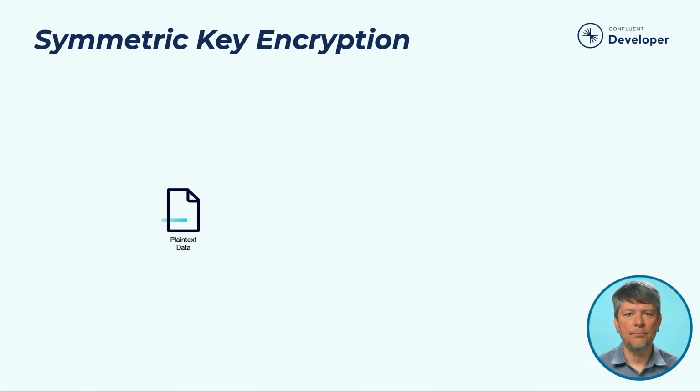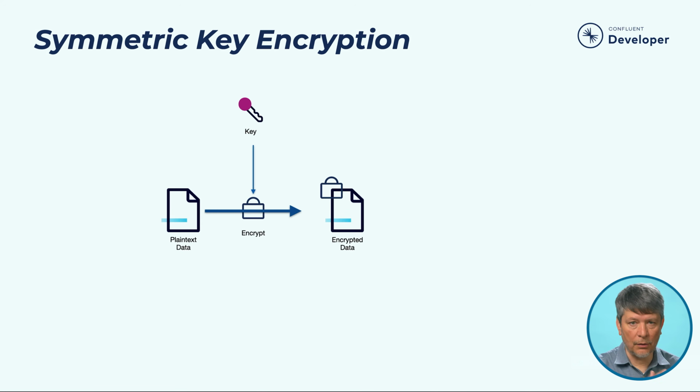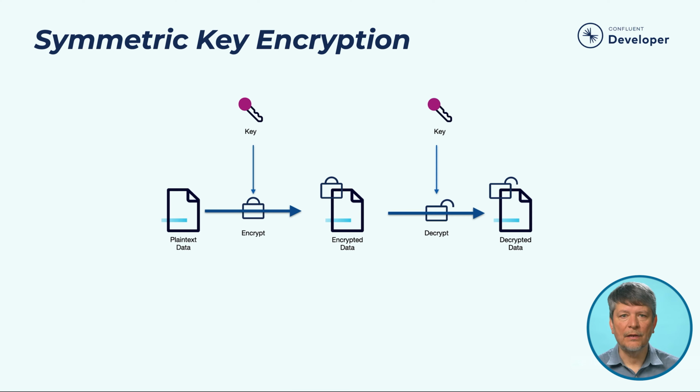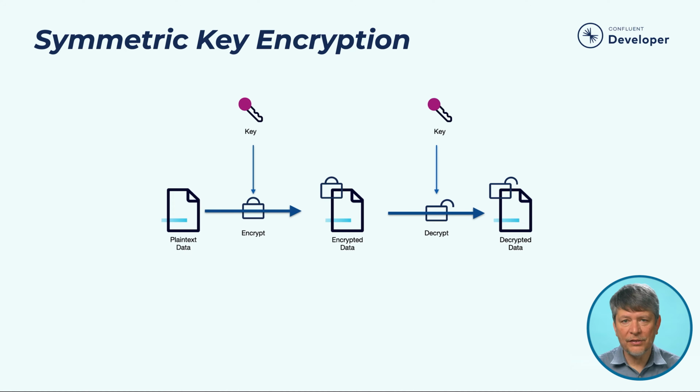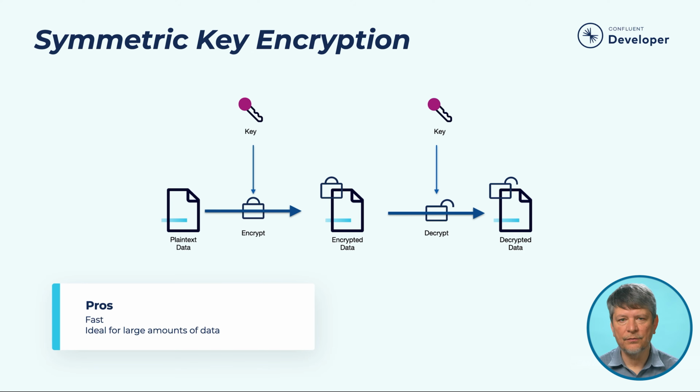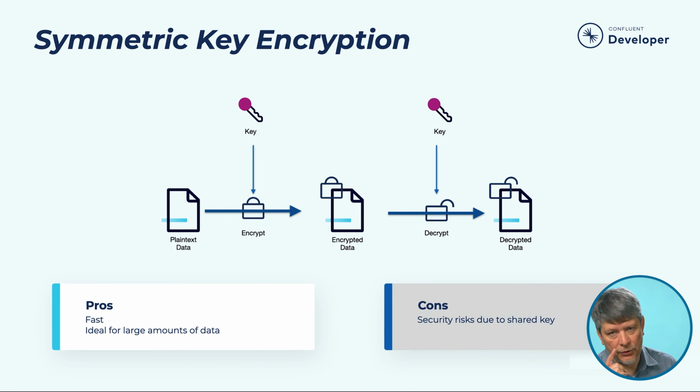Let's start with symmetric key encryption. In symmetric key cryptography, we use a single key for both encrypting and decrypting data. Think of it like a key to a safe. Whoever has the key can both lock and unlock. This method is incredibly fast, making it ideal for encrypting large amounts of data quickly. Imagine a busy server processing tons of data each second. Symmetric encryption keeps it running smoothly. But here's the catch. Since you're using one key, everyone who needs access to the data must have that same key. If you share it with multiple people or systems, the security risks multiply.